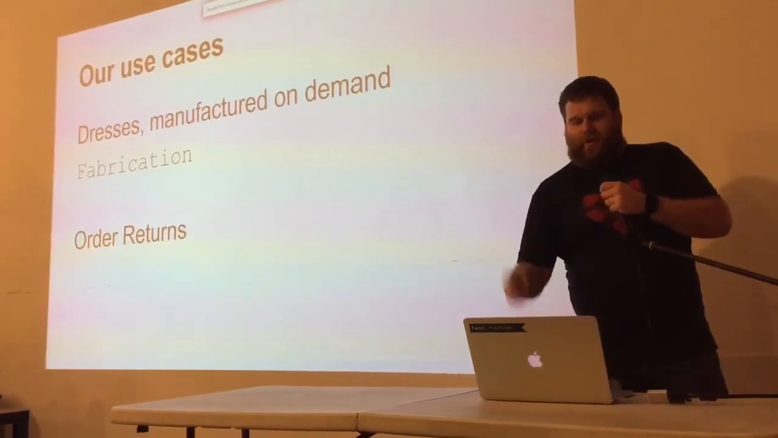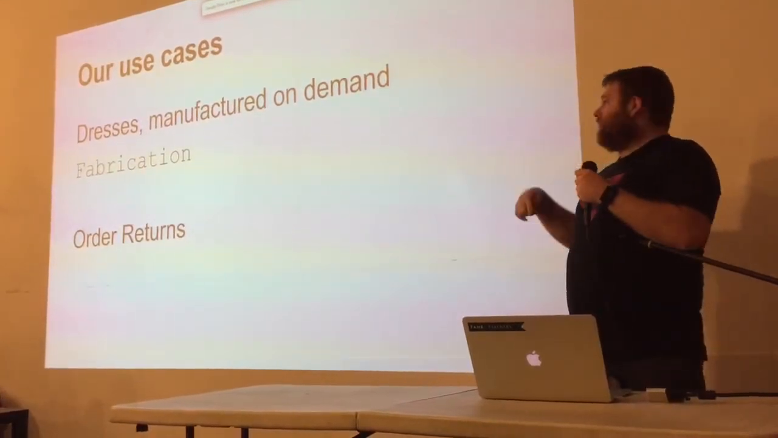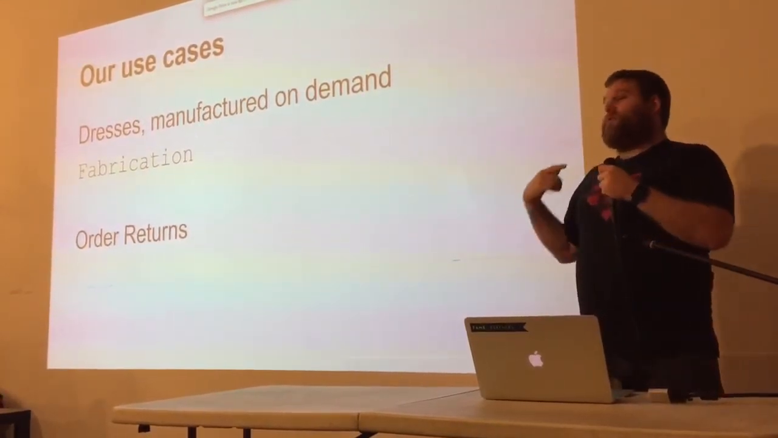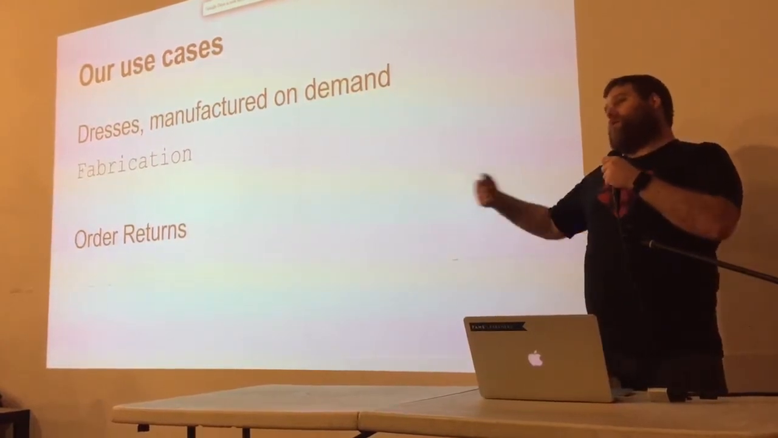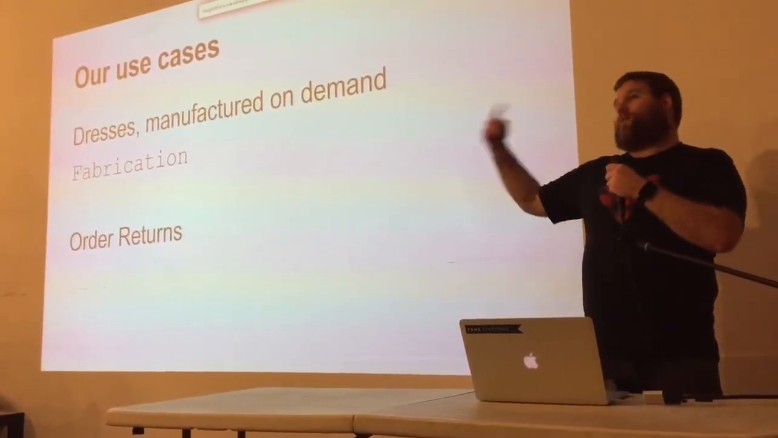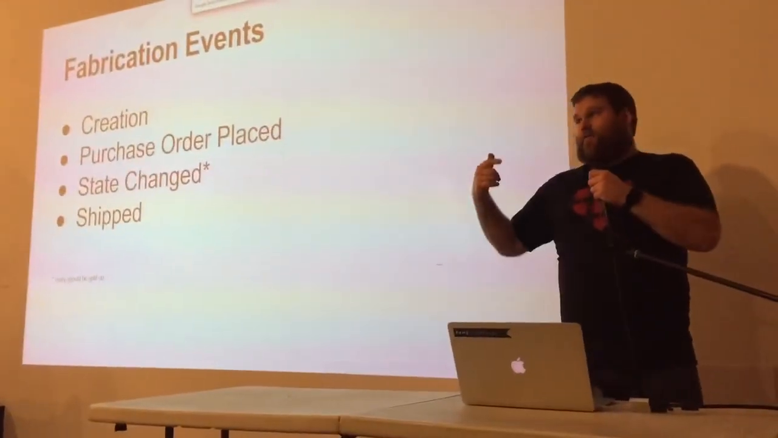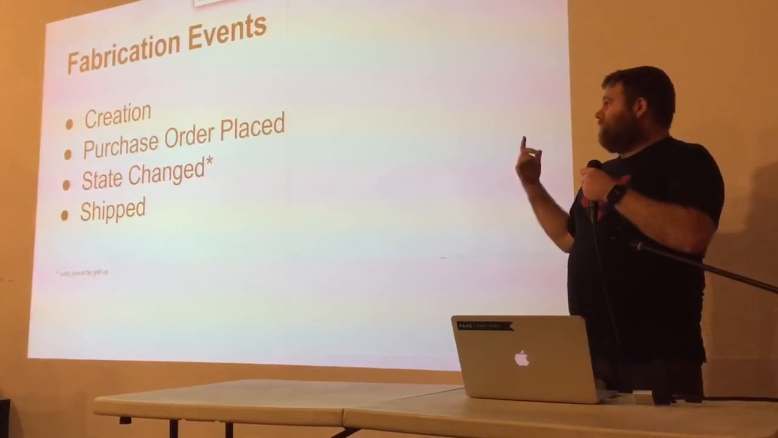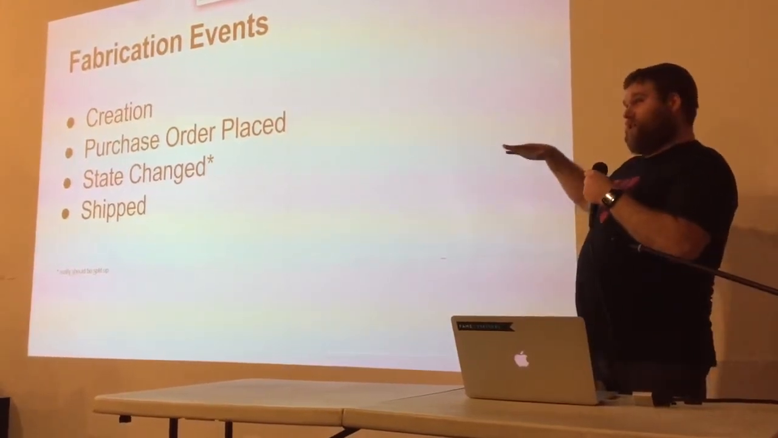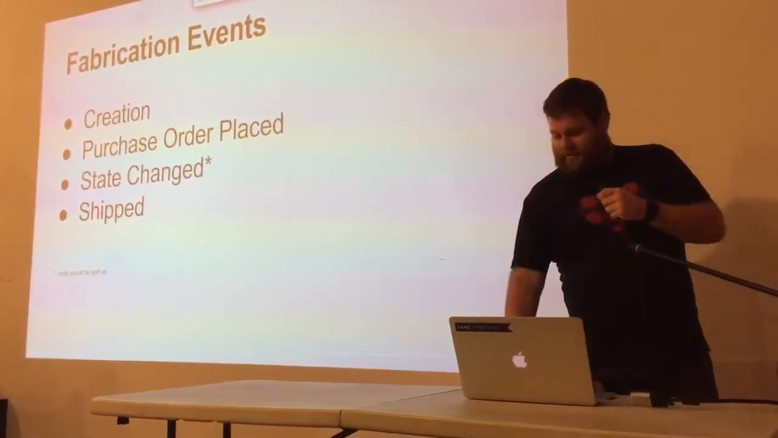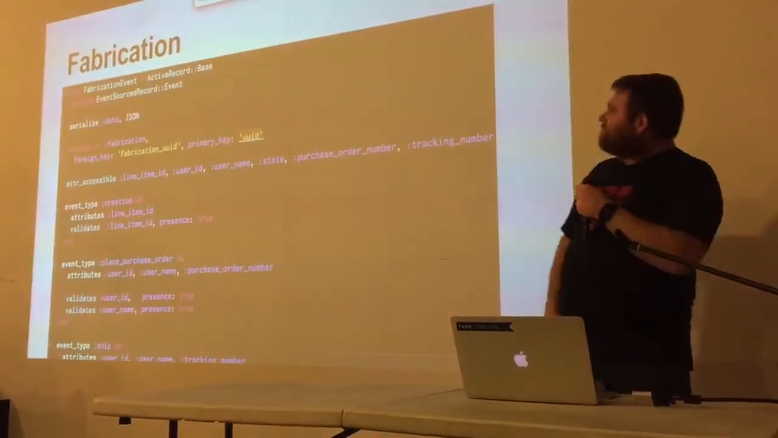I'll skip over some of this stuff. So for fashion, the problem we have is fabrication states. We do dresses manufactured on demand, so our customers actually want to know when things are happening at the factory, when they get sent to them, and returns. So a fabrication might be created, a purchase order is placed, or the state might be changed, which is a catch-all event, or it might be shipped.